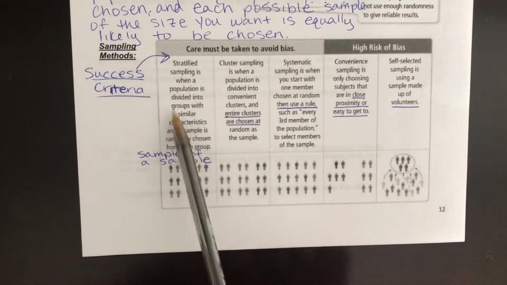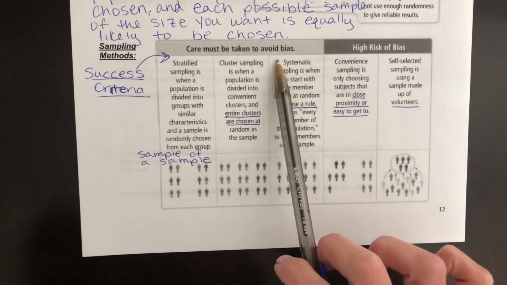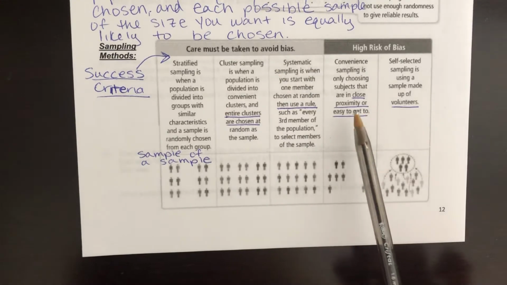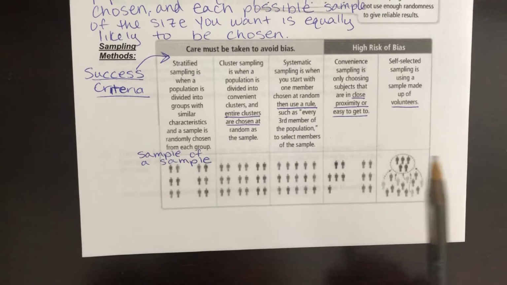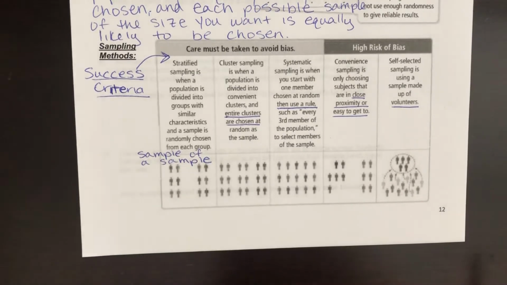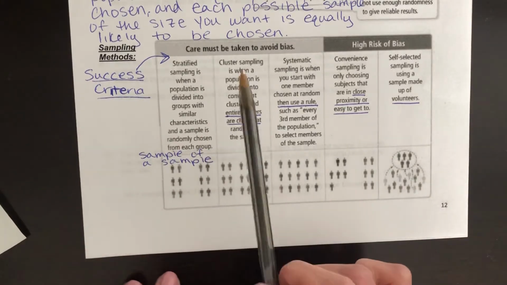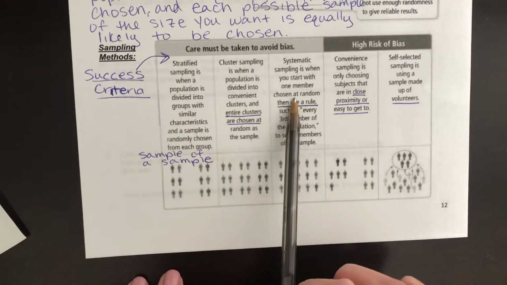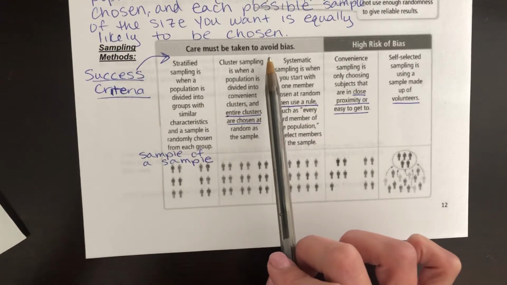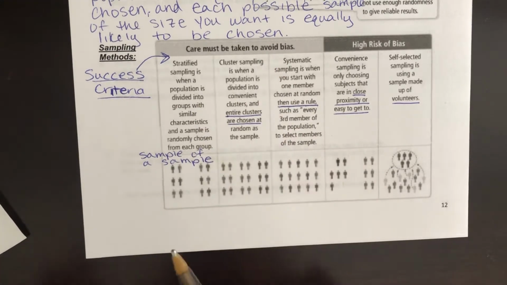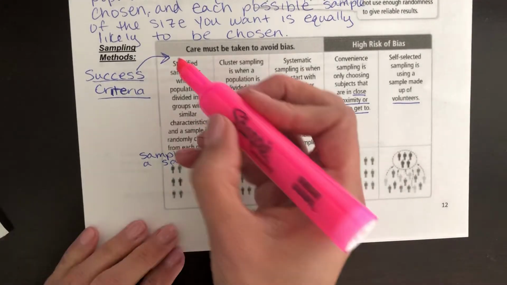So the first 3 we're going to talk about are less likely for bias, and the last 2 would be a higher risk of bias. Remember, bias being the misrepresentation of the population. So, all right, first 3 sampling methods, the better of the 5 because they are less likely to have bias. So the first one we have is a stratified sampling.